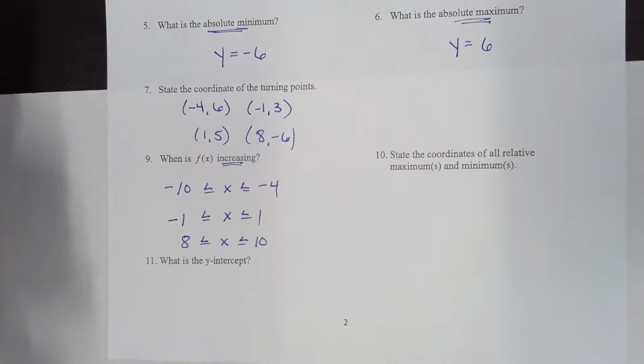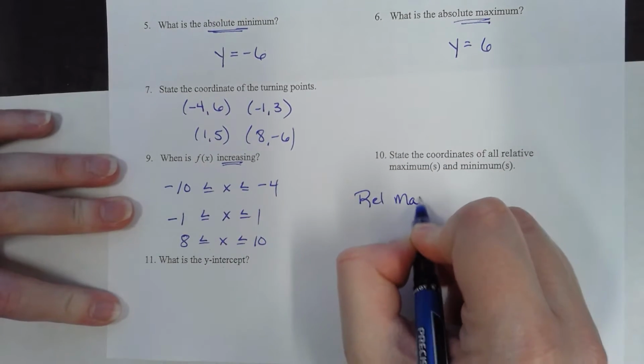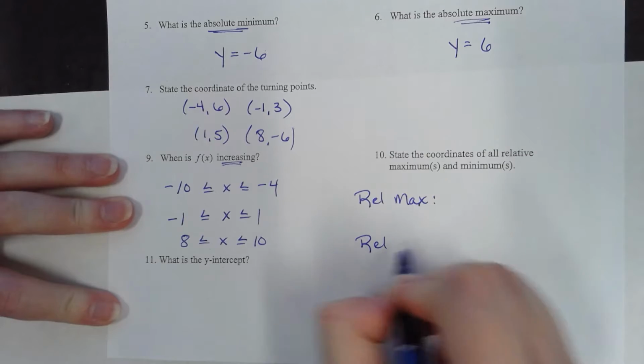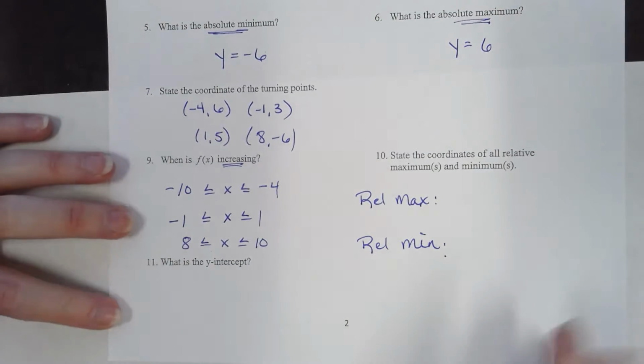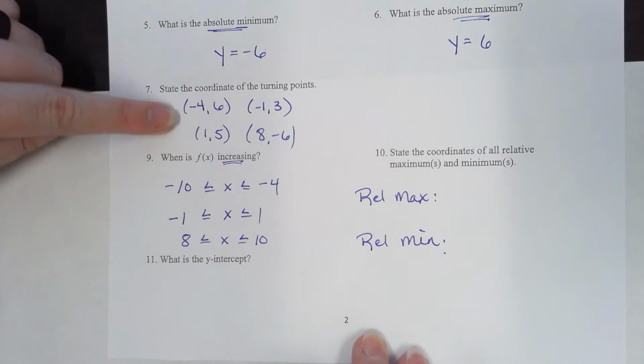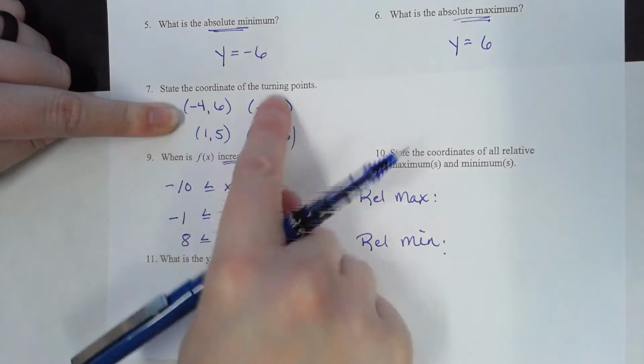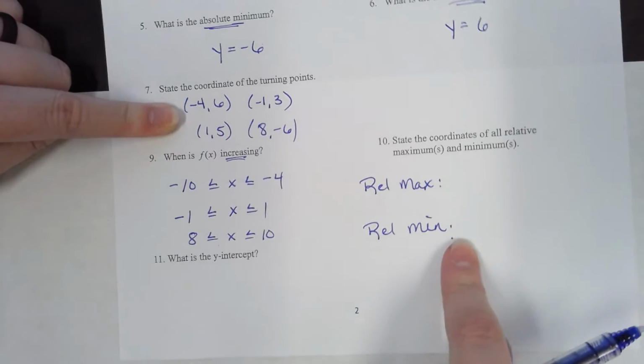All right, 2 more. Question 10. State the coordinates of all relative maximums and minimums. Okay. We've already done the hard work on this. You might not realize it, but we have. Every turning point, which we have listed over here, can be classified as a maximum or a minimum. So I'm just going to take these turning points and sort them out.